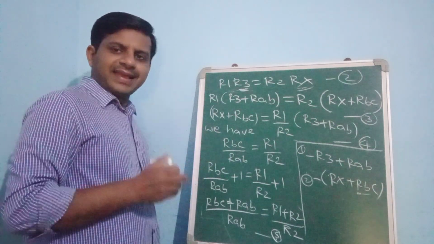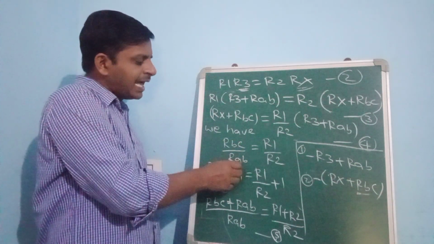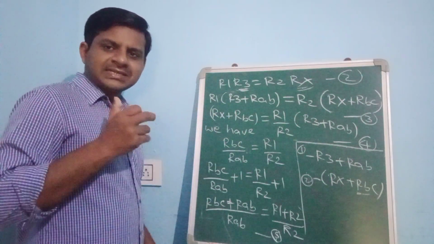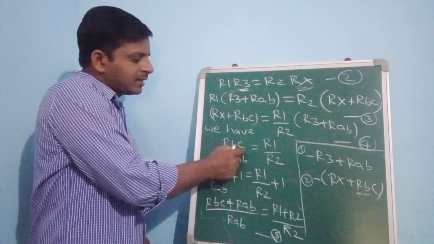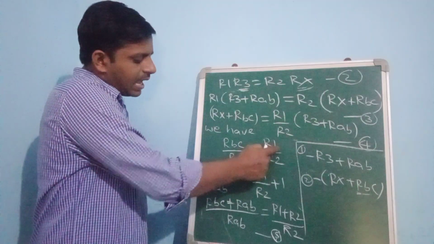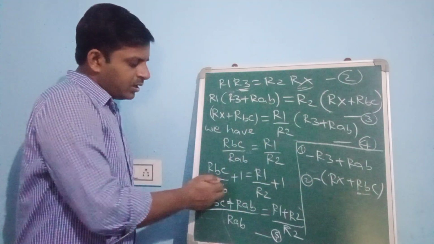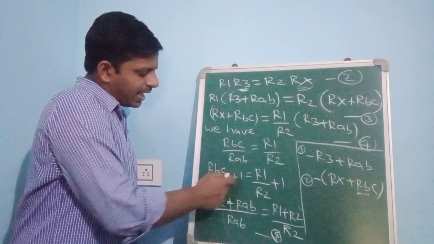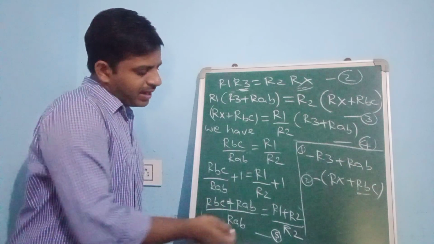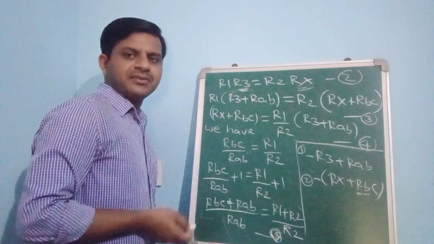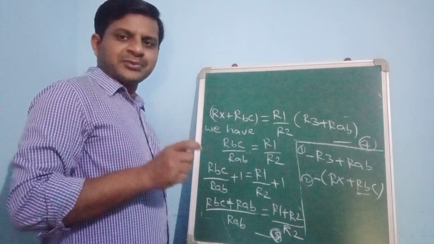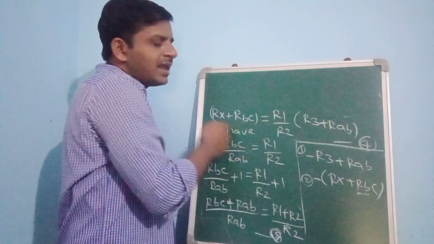We are assuming that, and already we know that RBC by RAB equals R1 by R2. This is the ratio of the bridge. For simplification, if we add 1 to both sides, we get RBC by RAB plus 1 equals R1 by R2 plus 1. Cross multiplying, RBC plus RAB by RAB equals R1 plus R2 by R2. This is the final expression, and if we calculate both RBC and RAB values, we get the Rx value.